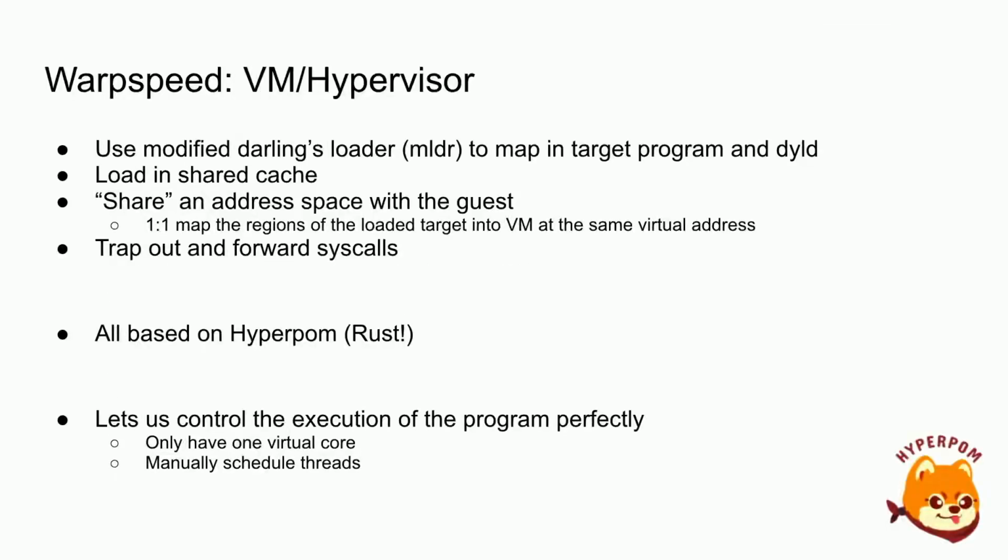So how do we actually drive this VM? Well, we can use a modified version of Darling's loader, which is called MLDR, to map in the target program and DYLD into a virtual address space that we've set up, which basically maps one-to-one with the virtual addresses in the hypervisor's address space into the guest. We load in the DYLD shared cache, which, not to spend too much time on it, is just a big bundle of data which all of your common dynamic libraries are shoved into. We set up this kind of one-to-one translation and map everything we just loaded into our VM. And then again, we can just receive traps out and forward syscalls as appropriate.